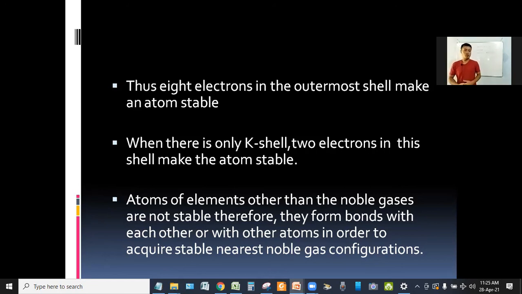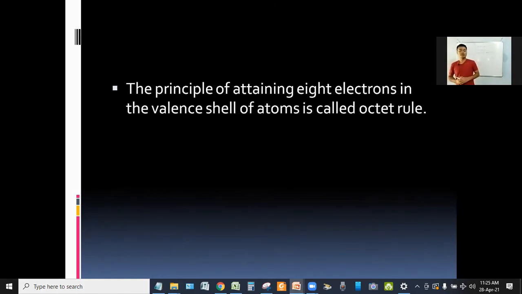That is why they form bonds with other elements in order to attain or acquire the nearest stable electronic configuration of noble gases. We know that noble gases all have 8 electrons. Like that, these other elements also need to have 8 electrons. That is why they copy the noble gas electronic configuration in order to be stable. The principle of attaining 8 electrons in the valence shell of atoms is called the Octet Rule.